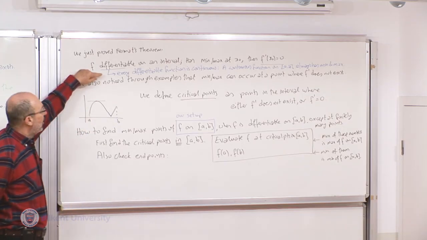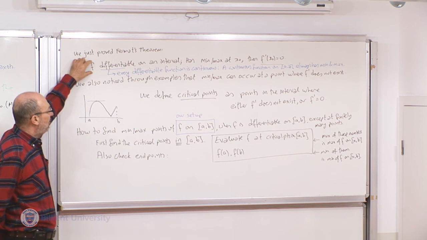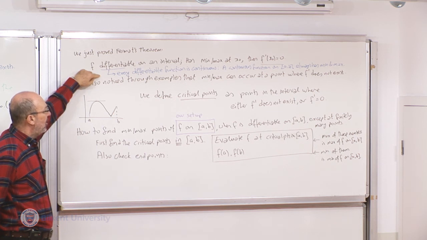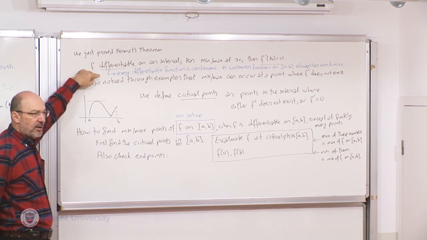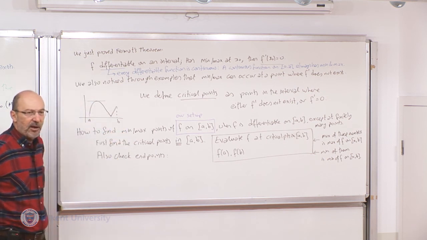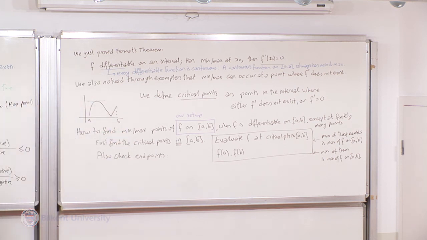So if I start with a differentiable function on a closed and bounded set, then it is guaranteed that a minimum and maximum exist on that closed and bounded set. And this is the way I find the minima and maxima. Okay, let's do some examples.